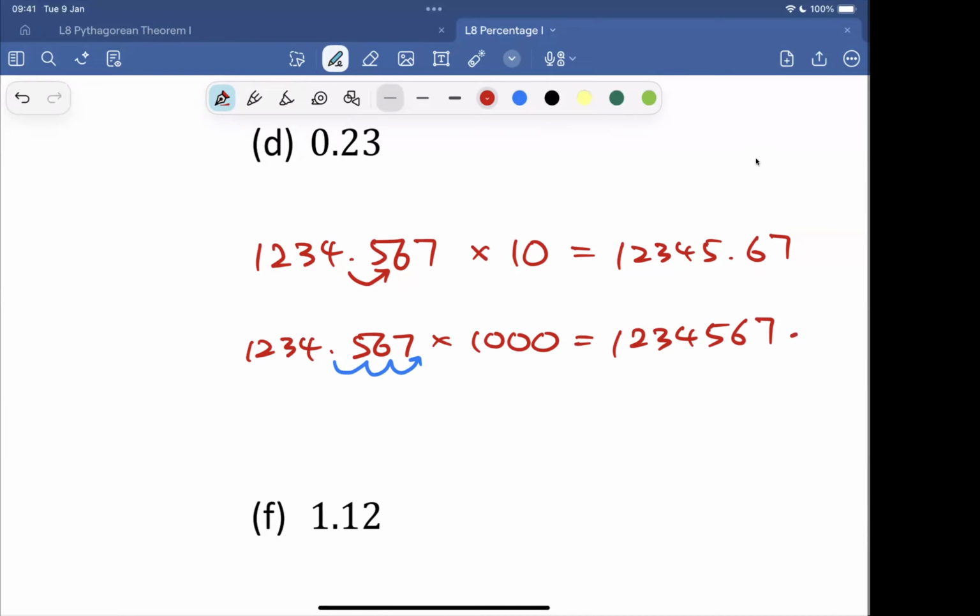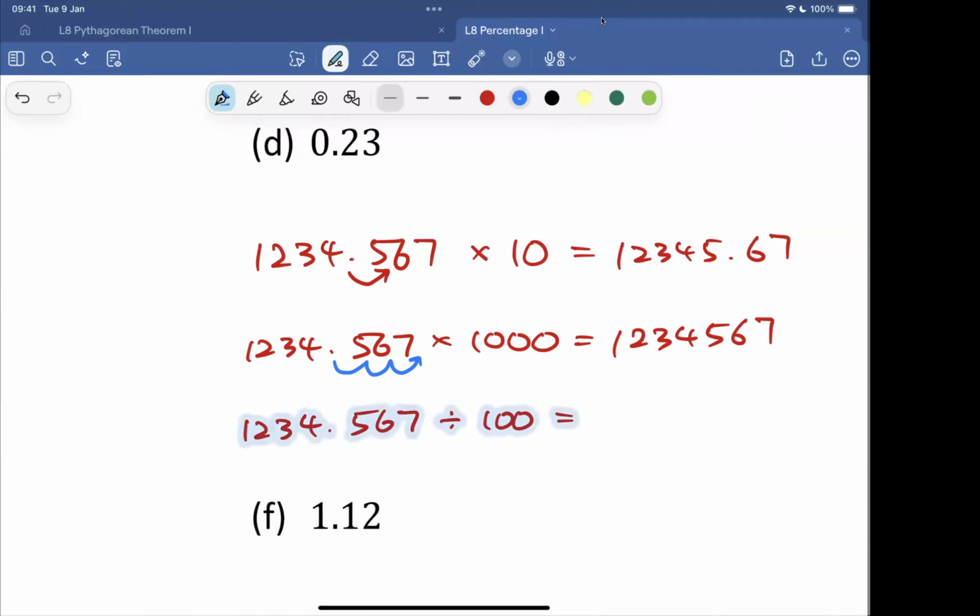Do you need the decimal anymore? No. No need. Thank you, Ying Ying. Well done. So what did we learn from these students? Whenever you multiply decimals, you move the decimal to the right. But if you divide by 100, you must move it to the left.